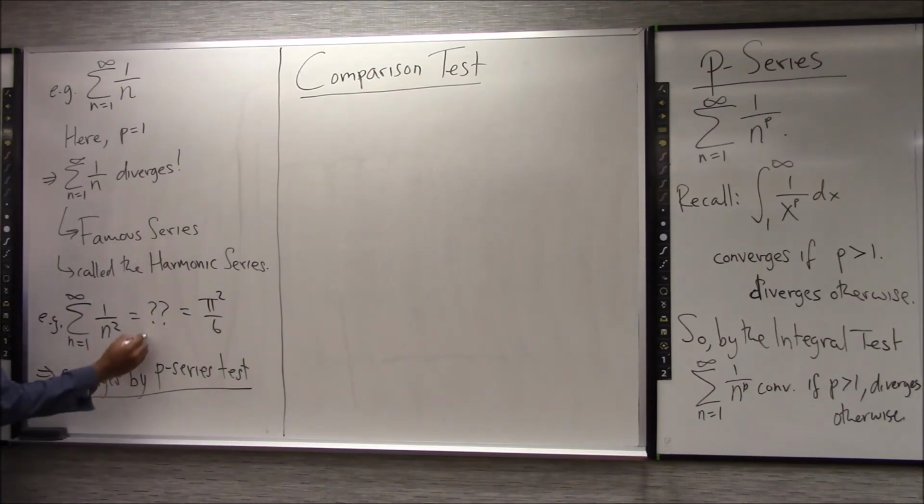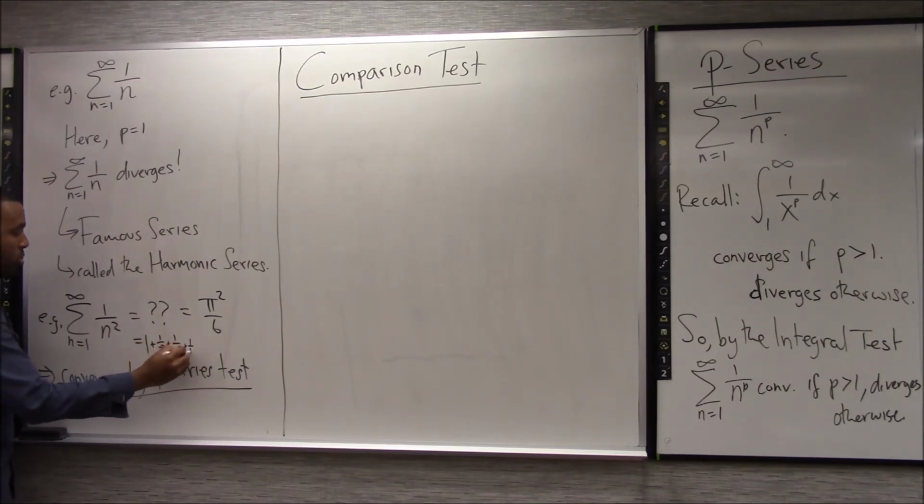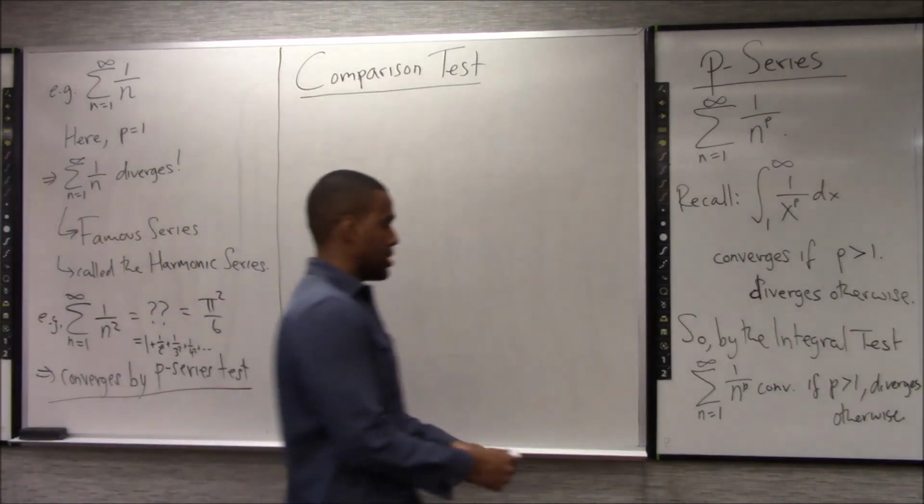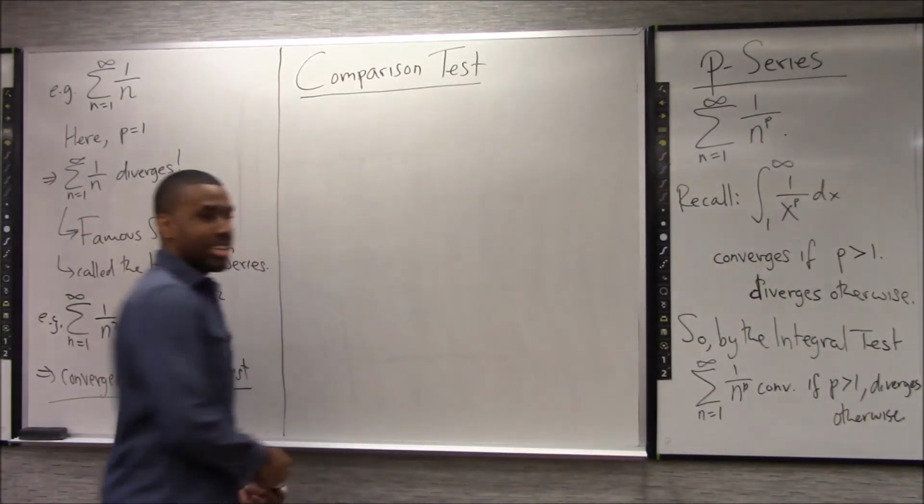Yeah, so if you add 1 plus 1 over 2 squared plus 1 over 3 squared plus 1 over 4 squared plus da da da forever, it ends up being pi squared over 6. That's a topic for another class.